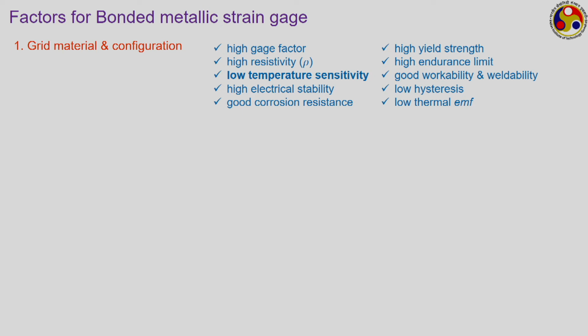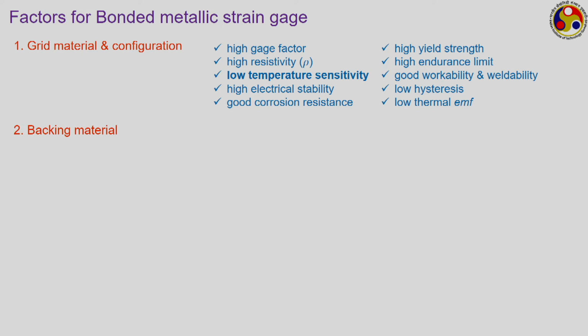And the other way it can change is the change in the resistivity with temperature. So, these are the two ways the temperature sensitivity can affect the output, and that is why we always prefer the temperature sensitivity to be low, or we want the grid material to retain its resistance over a wide range of temperature. The second factor is the backing material.